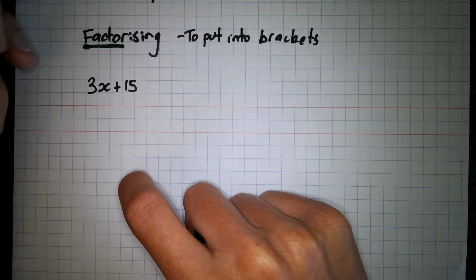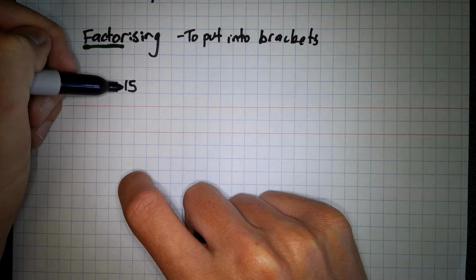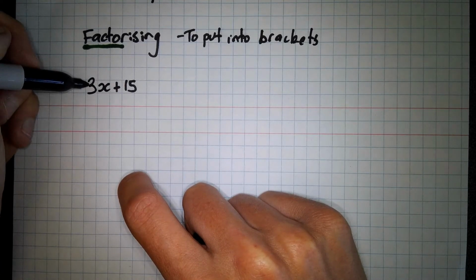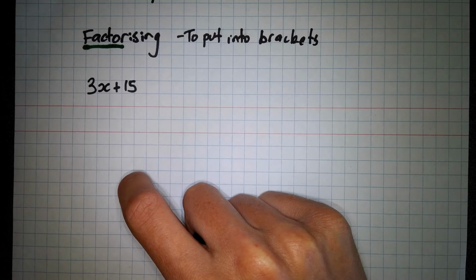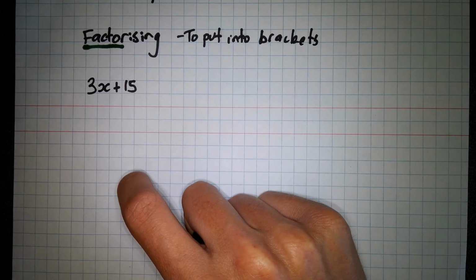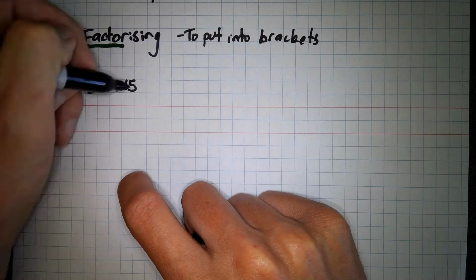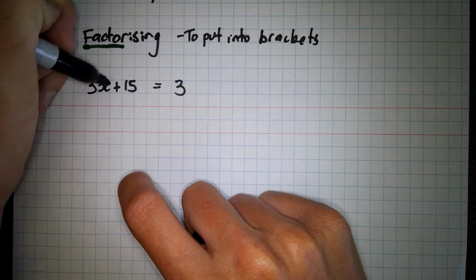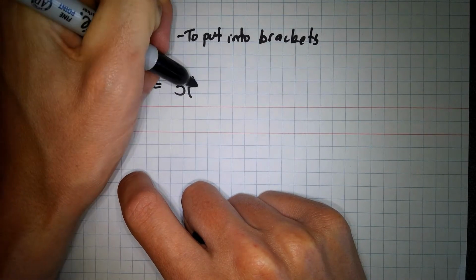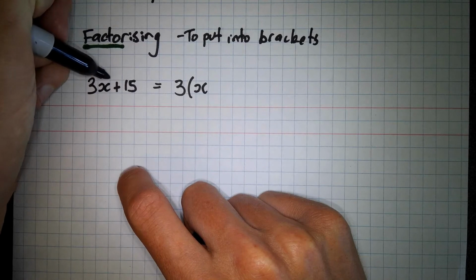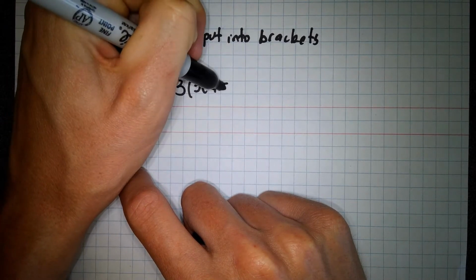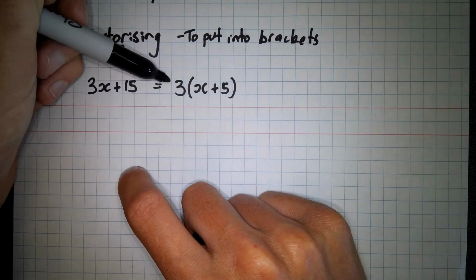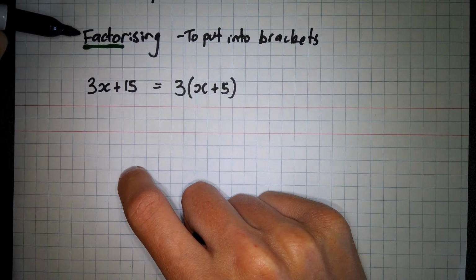To do that, we need to look for a common factor between both terms. So both these numbers, what's the highest common factor that they can both be divided by? 3 and 15, the highest common factor between them is 3. So we put 3 outside the bracket, and 3x divided by 3 just becomes x. And then 15 divided by 3 becomes 5. So in factorised form, it looks like this.